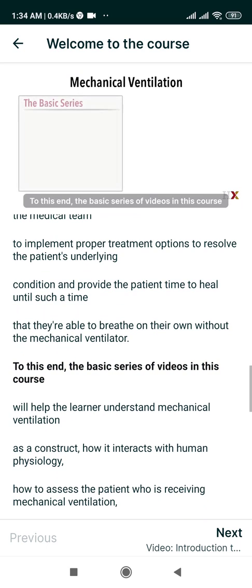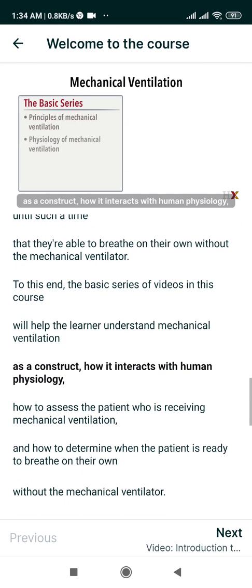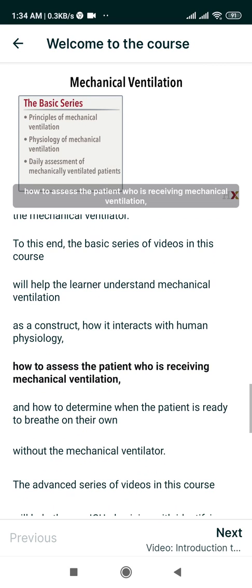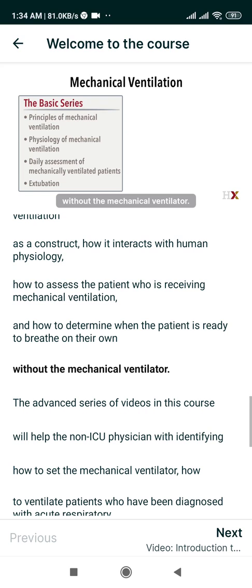To this end, the basic series of videos in this course will help the learner understand mechanical ventilation as a construct, how it interacts with human physiology, how to assess the patient who is receiving mechanical ventilation, and how to determine when the patient is ready to breathe on their own without the mechanical ventilator.